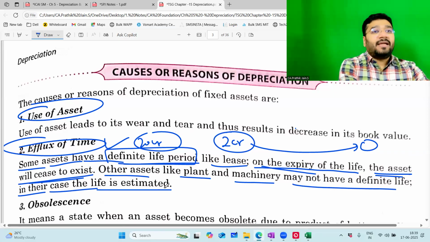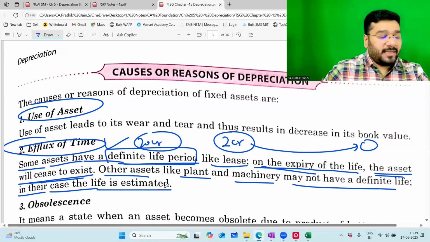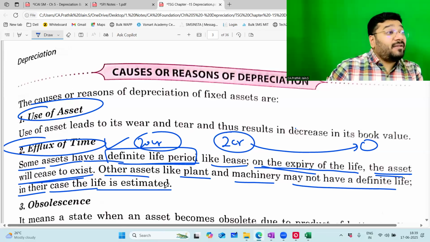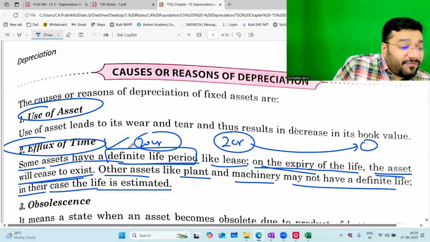Correct? In lease, in case of this leasehold land, in the agreement we put that I'll be using this land for 20 years. So we agree on a 20 year life period. So that is definite. That is called a definite life period.